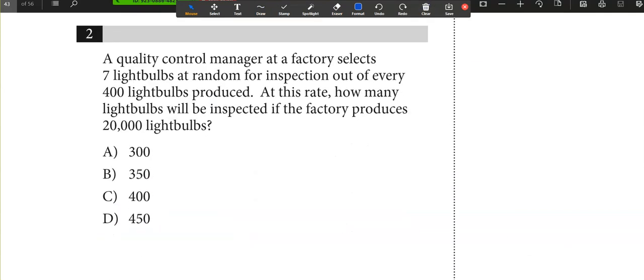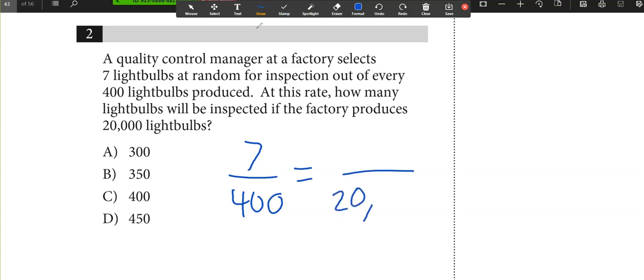Okay, question 2. A quality control manager at a factory selects 7 light bulbs at random for inspection out of every 400. At this rate, how many light bulbs will be inspected if the factory produces 20,000 light bulbs? So it's a cross multiplying situation. Now, if you can see, what number would you multiply to go from 400 to 20,000? What number would you multiply by? 500. 500, or would it be just 50?